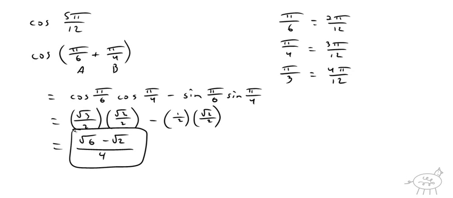And that's your answer. If you take that value and plug it into the calculator, and then you take cosine of 5 pi over 12, you get the exact same answer. So it's kind of cool. All right, so let's do a little more complicated one here. What about cosine of 195 degrees?